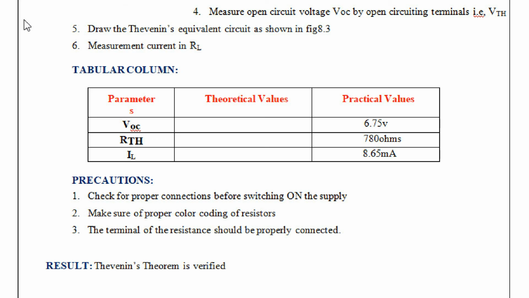After doing the Thevenin's theorem experiment, we got these values: VTH equal to 6.75 volts, RTH equal to 780 ohms, IL equal to 8.65 milliamps. These values are observed at source voltage 10 volts. Fill this table with all theoretical values, then we can say that Thevenin's theorem is verified.